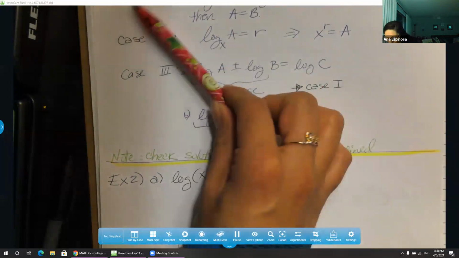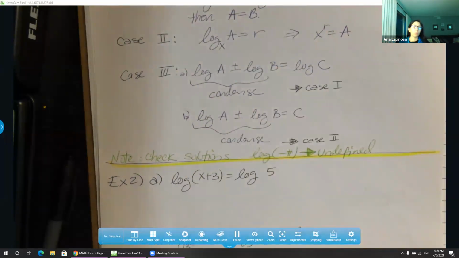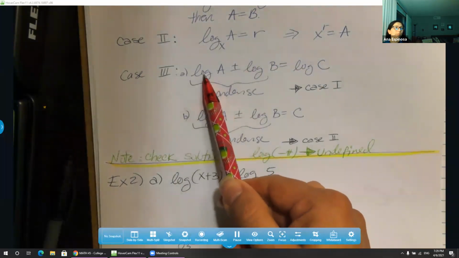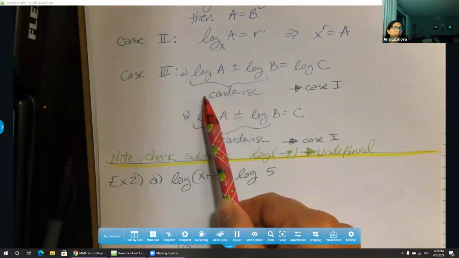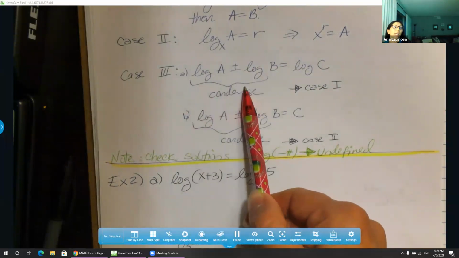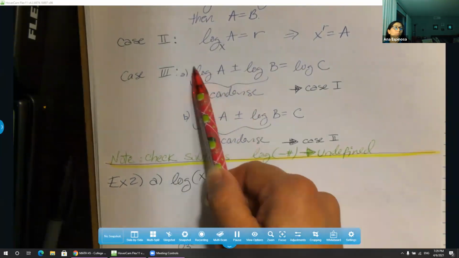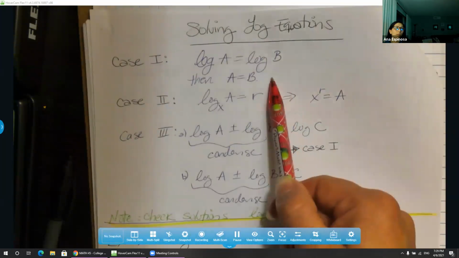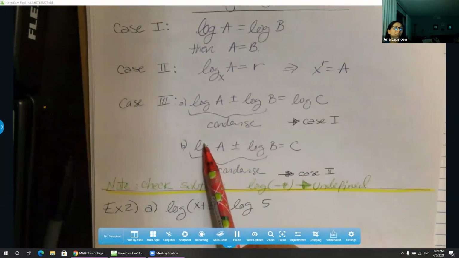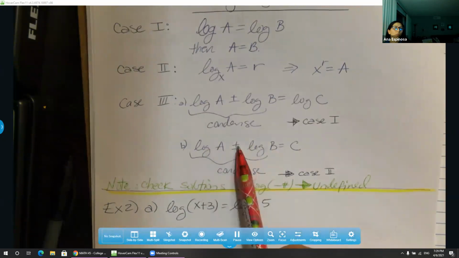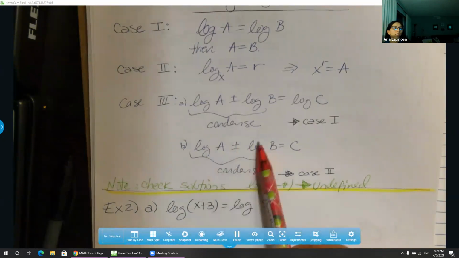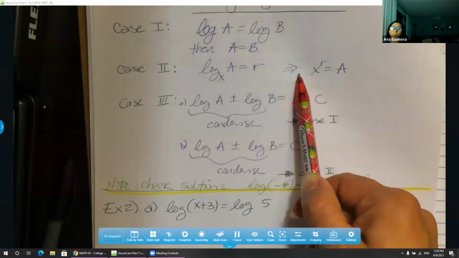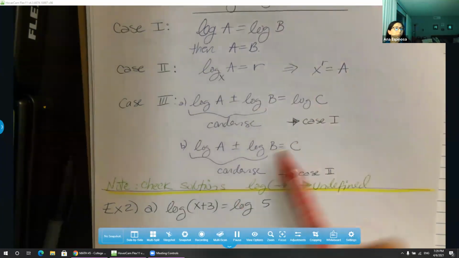Do not cancel, cancel, cancel. That's illegal, okay? So what you would do is if you end up having 2 logs on one side, you want to condense. And if you condense and you end up with 1 log on the left and 1 log on the right, that brings you back to case 1. If you condense, because you have 2 logs, whether you add or subtract, on one side, but you don't have a log on the other, then you end up with case 2. Okay, these are my notes.